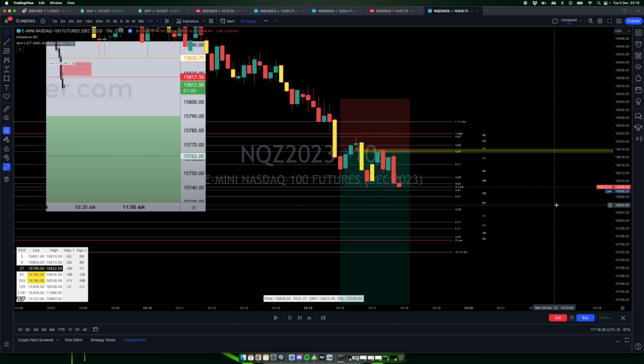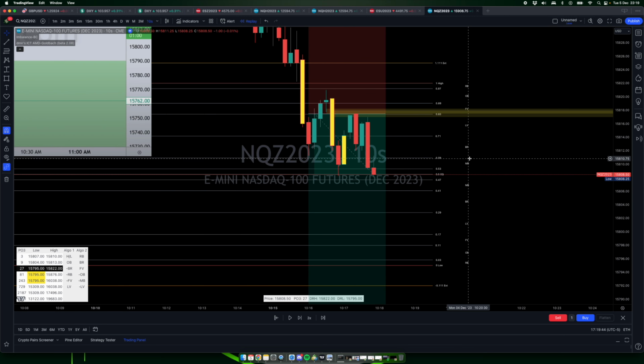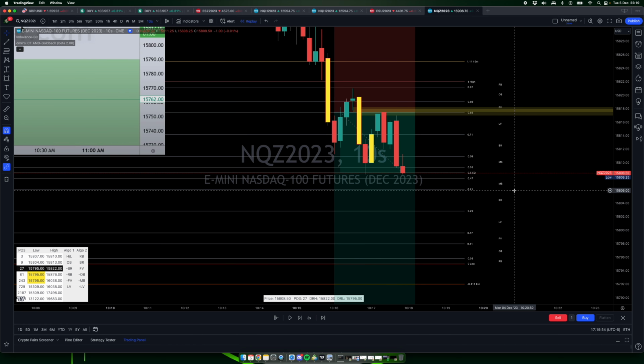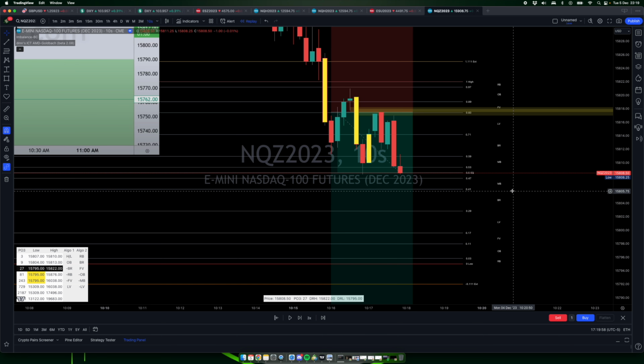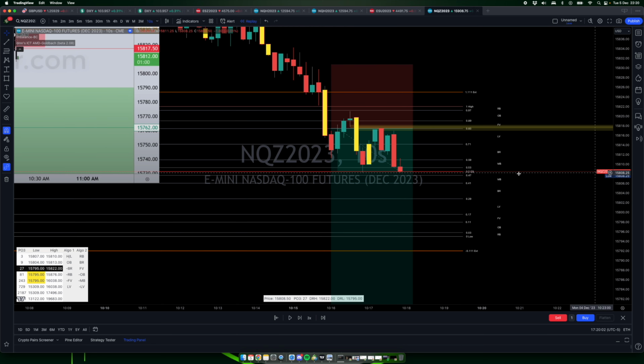If he's talking about whole numbers, then you can remember the whole numbers. But if he's got an Excel sheet and he's calculating the power of 3 dealing ranges and where the PDAs will be, then these are the levels that I would care about. And as ICT keeps Enigma secret, this is why he doesn't mark them on his chart. And he doesn't have his Excel sheet on his chart.